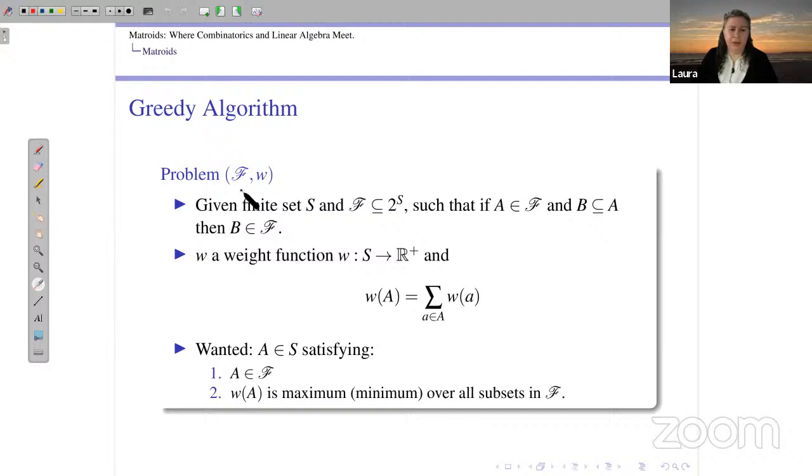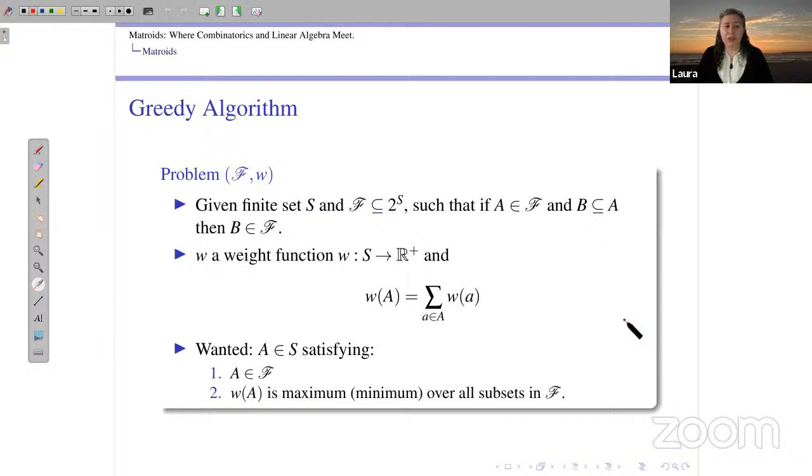So the problem that I'm given is precisely, I'm given a set and a family of subsets with this monotonicity to it. Once I have an element from the family, every subset also must be in the family. I'm given a weight function for each of the elements in my ground set. And this function is additive. If I take a subset of elements, the way to find its weight is just add the weights of the elements in the set. And what I'm looking for is an element from the family, so a subset that belongs to the family that has minimum weight, but I could also say maximum weight. I could do either of them. So this is the problem.